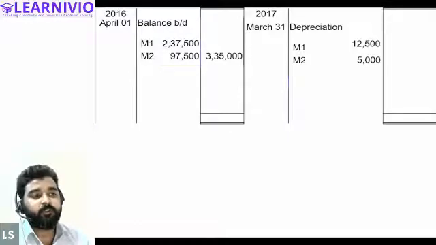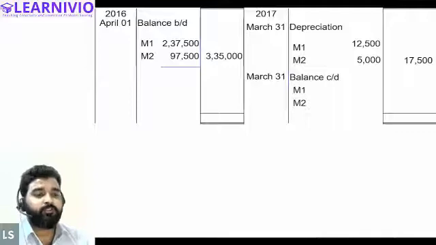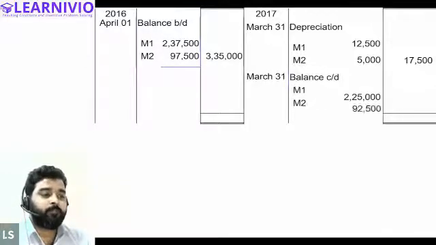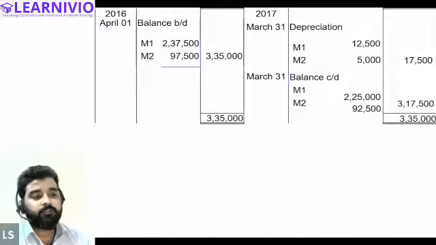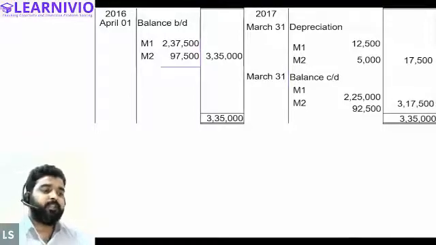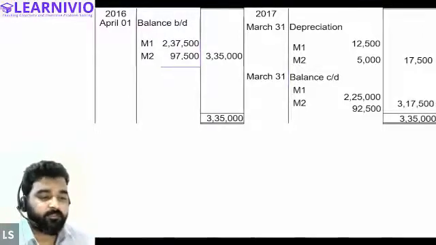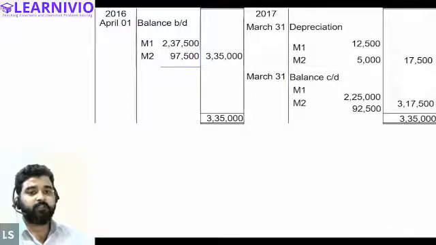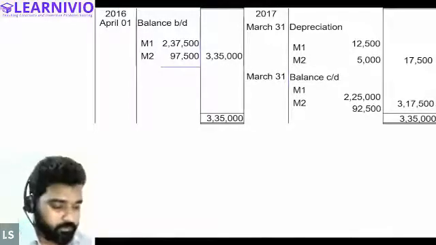So the collective value of depreciation will be 17,500, and the closing balance of both the machines for the year 2017 will be 3,35,000. The balancing figure will be 3,17,500. Halima, is this clear? The second year is also clear. Yes, till here it's clear.